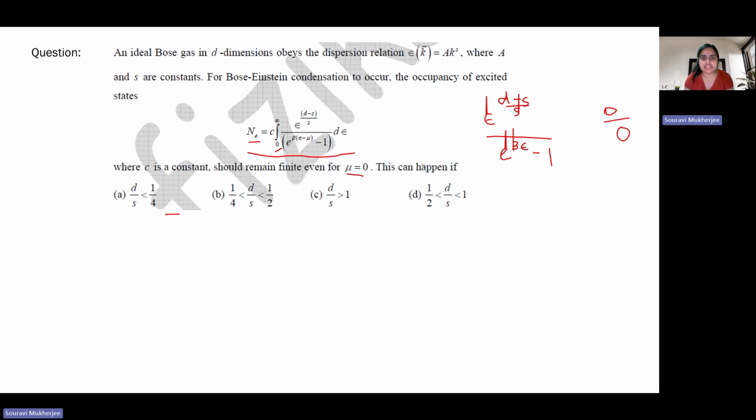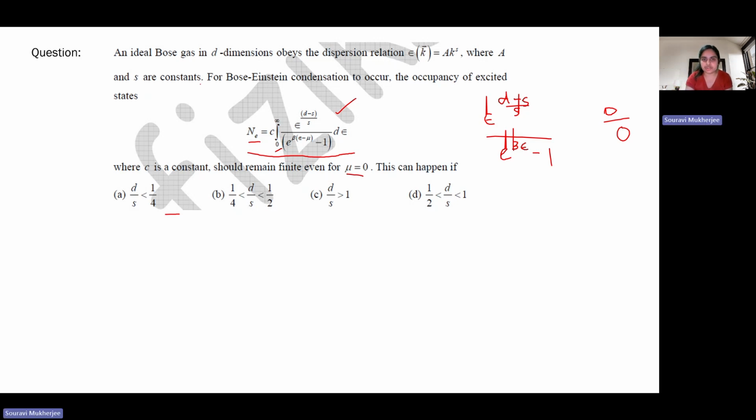So for this integral to be defined, if you remember our basic understanding of limits, in the limit of epsilon tending to 0, if you have a 0 by 0 form, how do you find the limit? For a ratio like this, 0 by 0 form, we used to keep on doing derivatives of the denominator and the numerator, right? The L'Hospital rule.